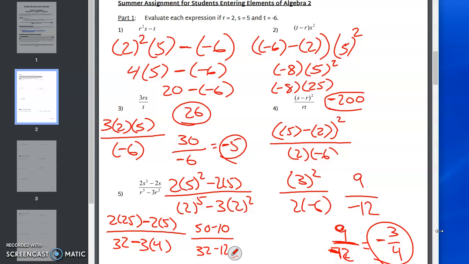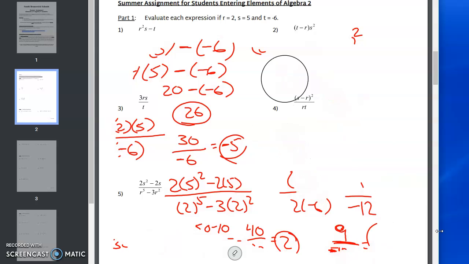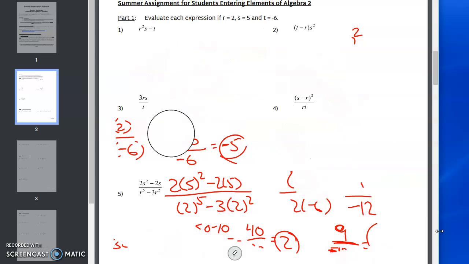Now we do the multiplication. And that translates into 40 over 20, which translates into 2. And that's the first page of your summer assignment workbook. So now we're going to erase and come down to page 2 here.